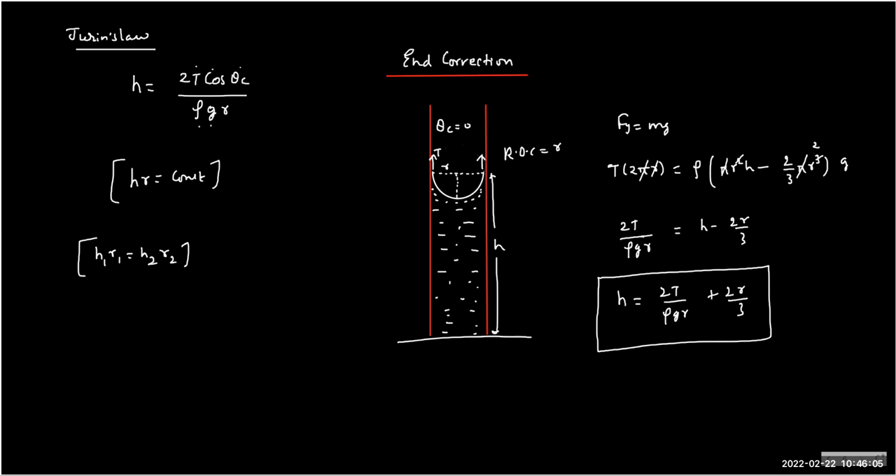And why this end correction is interesting is that h is a very interesting function of r. For h max, if I differentiate dh by dr equal to 0, what I'll get is, or h minimum, I think, maybe maximum, I'll check whether it is minimum or maximum. So if I differentiate, what will we get? Minus 2T by rho g r square plus 2 by 3. And if I equate to 0, I'll get something.